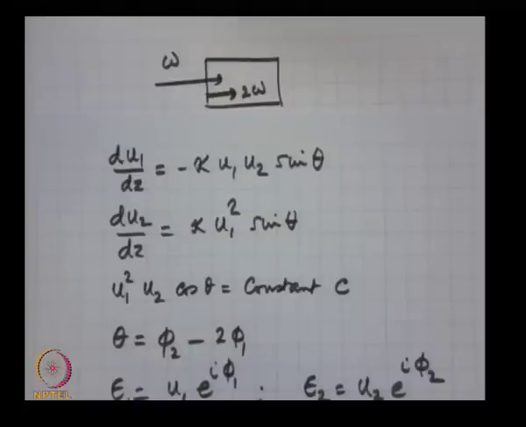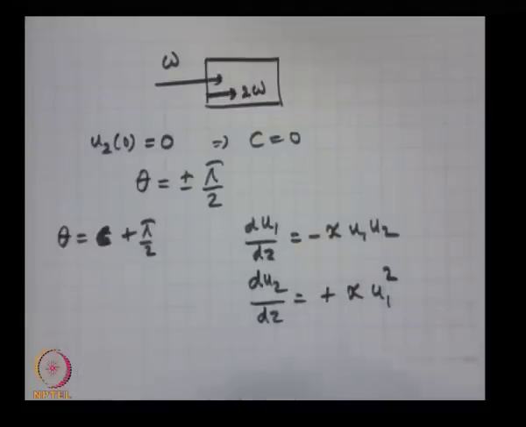Now, as I showed you, if I solve these two equations simultaneously, I will never reach a situation when u1 becomes 0, because u2 increases as a tan hyperbolic function, and the tan hyperbolic function will never become 1. It asymptotically tends to plus 1. So I will never reach a situation where all the fundamental gets converted to second harmonic, even if I have perfect phase match operation.